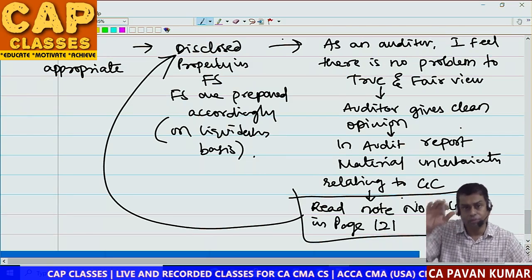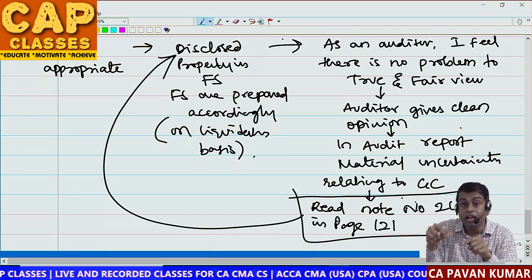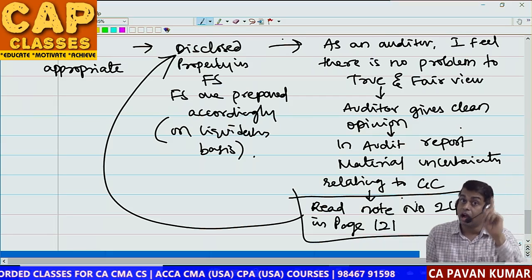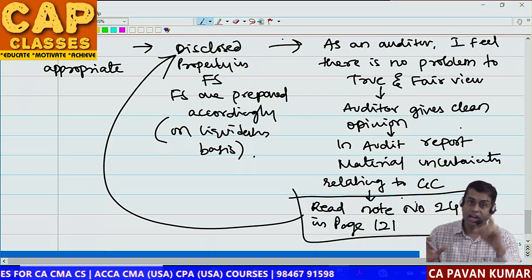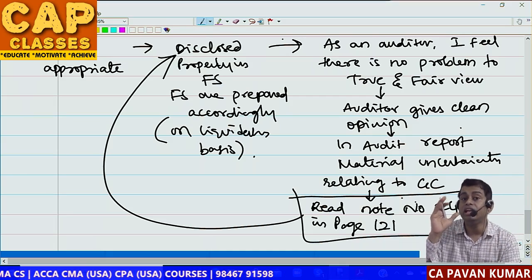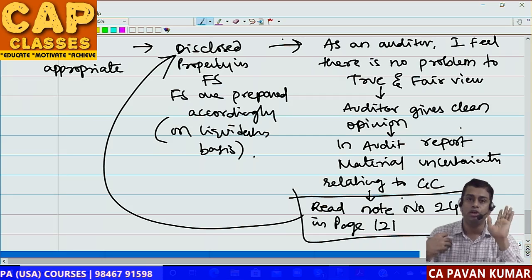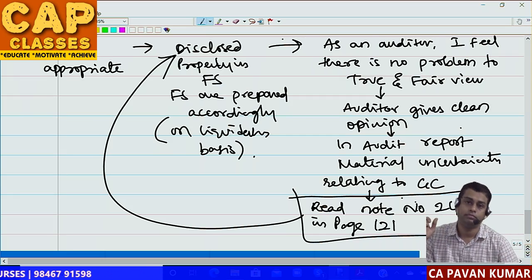Already disclosed. Management disclosed. I am bringing it to the notice of the shareholder again. Dear shareholder, read that para. Do you understand that para? In that para, something happened that is creating a material uncertainty on going concern. It is my responsibility to tell you. You understand? That is the point.